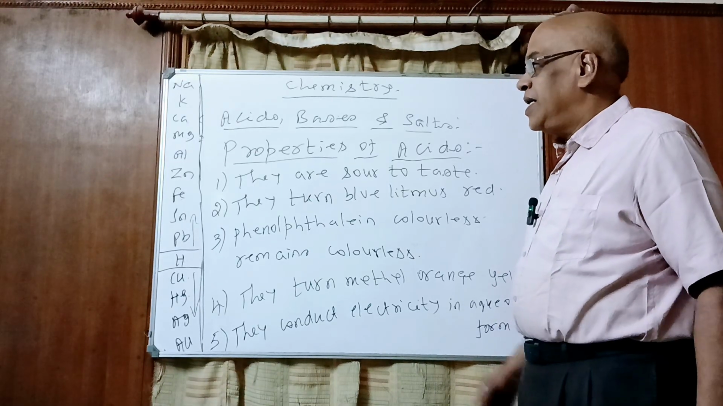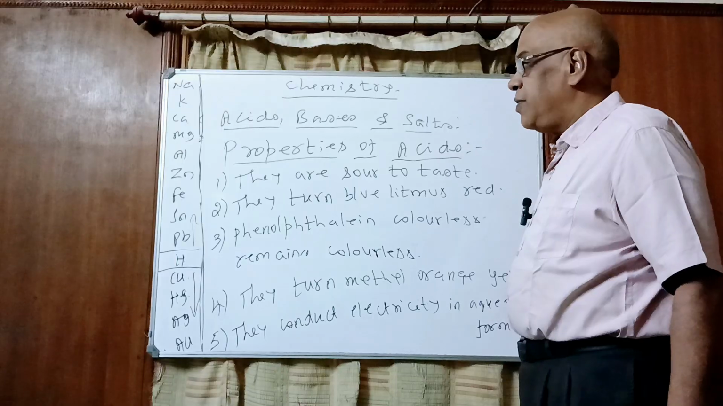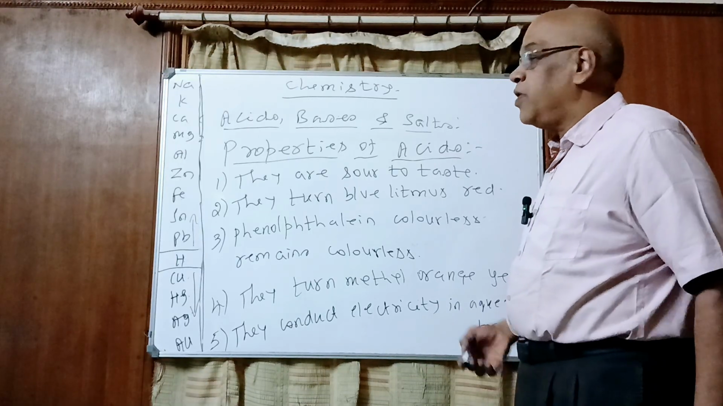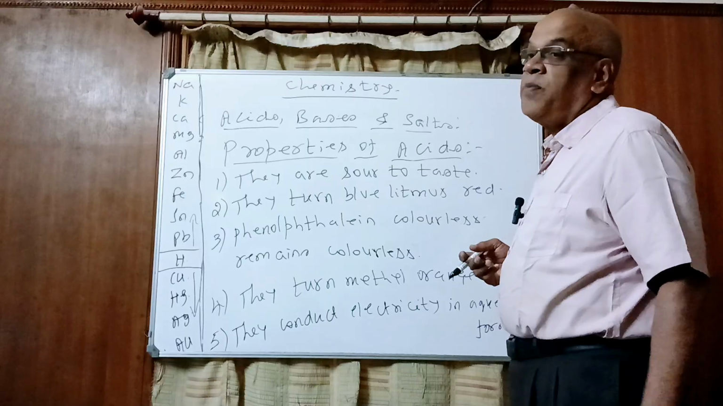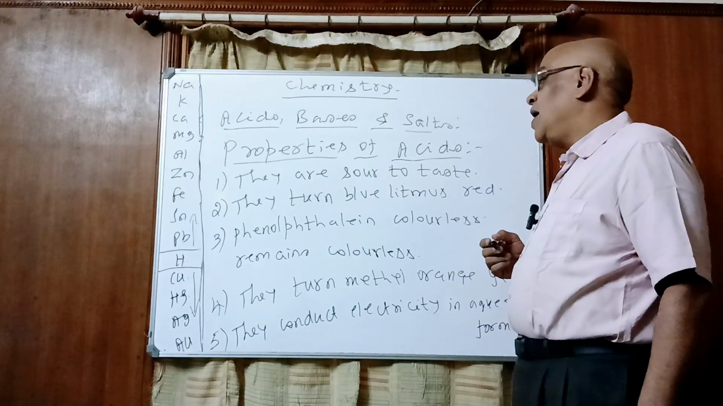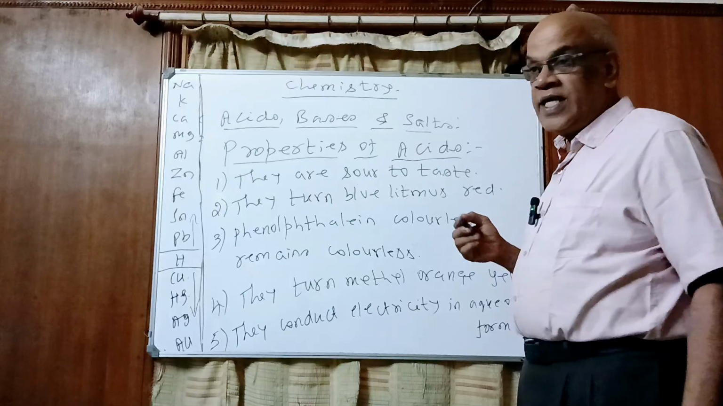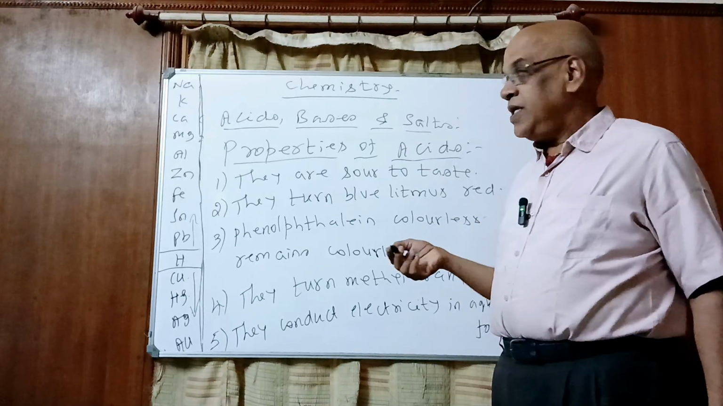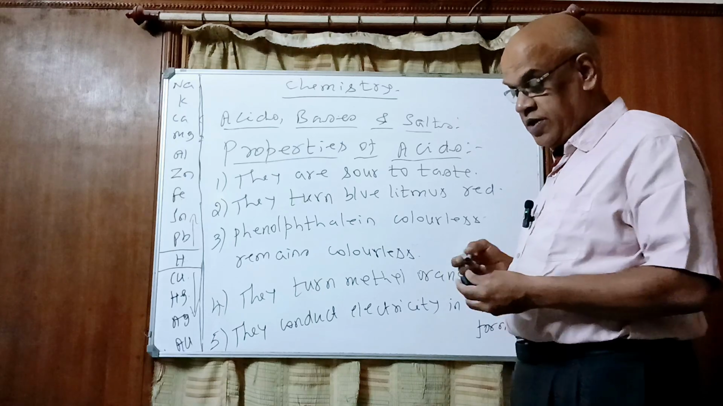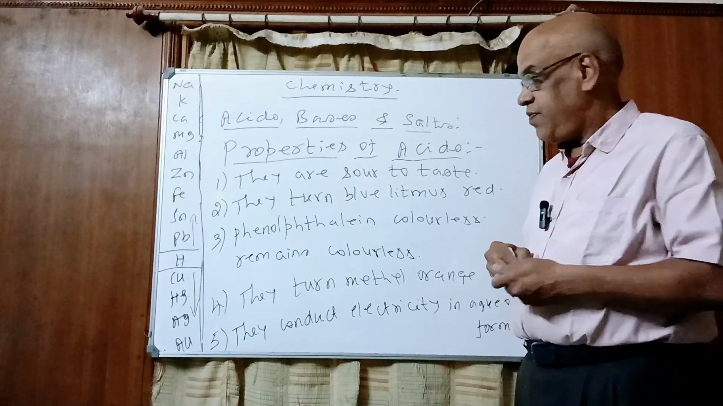See children, they will ask you to write 2 to 3 properties. Write 2 properties of acids, or write 3 properties of acids. Write properties of acids, any 2 marks. Write 3 properties of acids, any 3, they put in the bracket 3 marks. If you are lucky, they may ask it for 4 marks also, but definitely it will come.